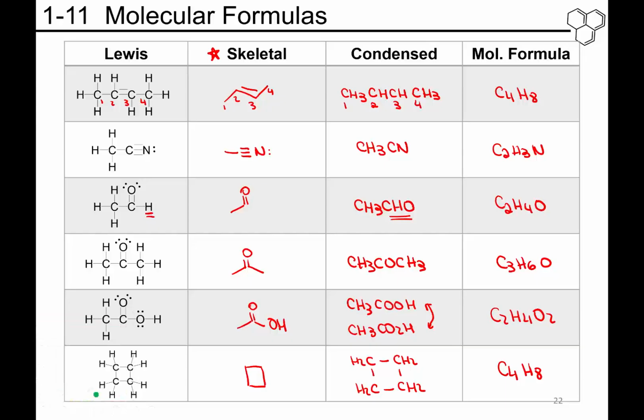And one very interesting thing that I want you to notice is that the molecular formula for the first and the last structure is exactly the same, which shows you that the molecular formula by itself does not really tell you a lot of information about the molecule. The condensed formula is much more detailed. The skeletal and the Lewis structures are going to give you much more detail about what a molecule looks like.